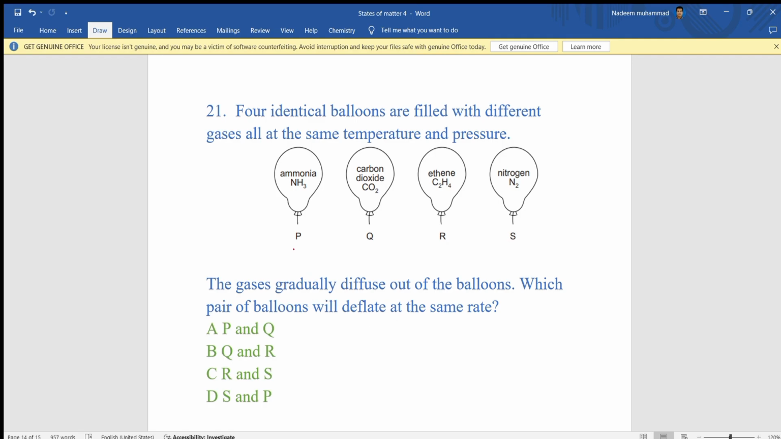Molecular mass of ammonia is 17, carbon dioxide 44, ethene, the molecular mass is 28, and nitrogen gas also has molecular mass of 28. So this pair of balloons means R and S. As these two gases have the same molecular masses, they will diffuse out at the same rate. So our correct option is C, that balloons R and S will deflate at the same rate.